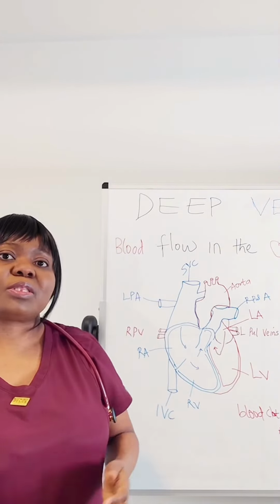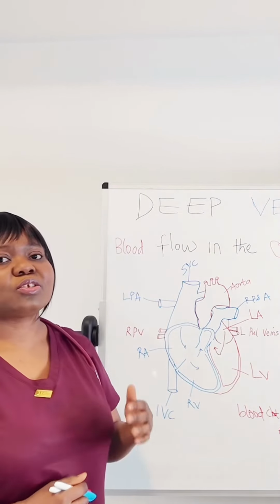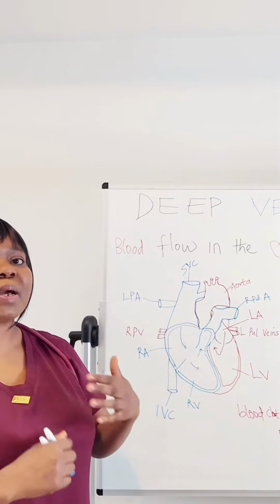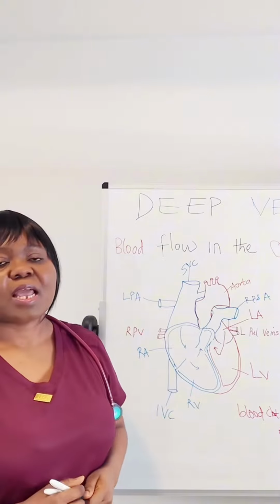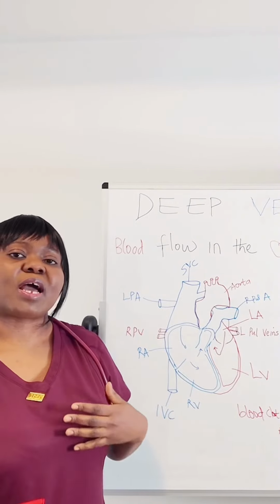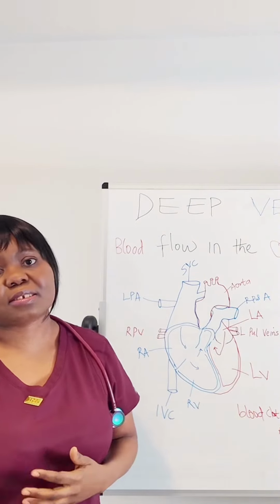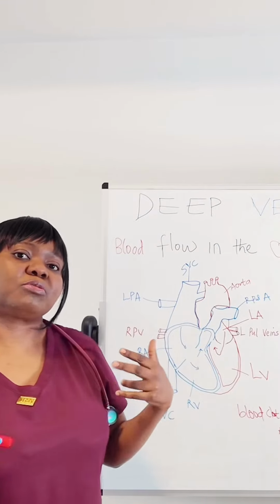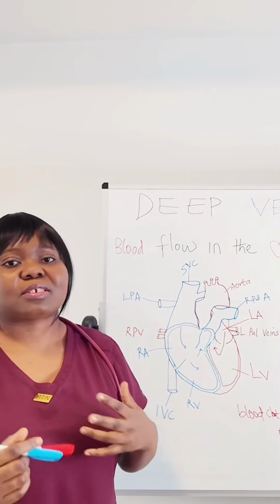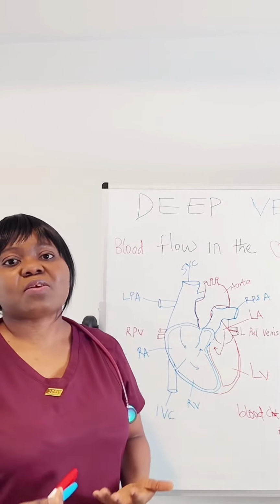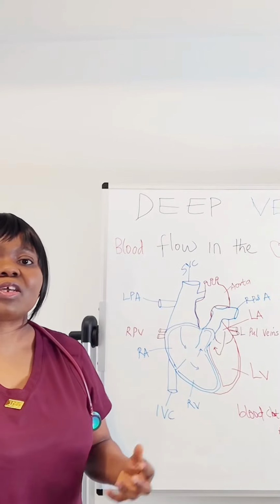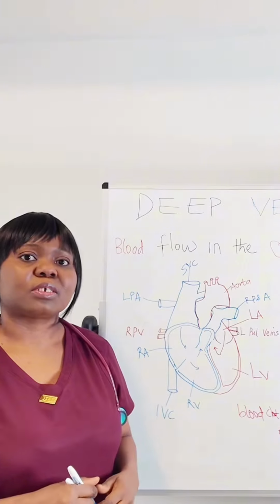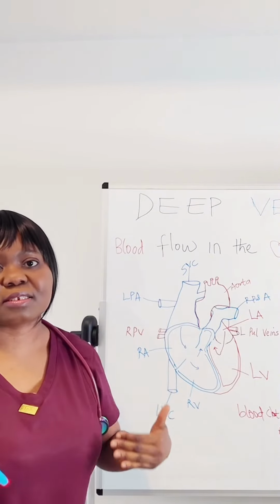For us to better understand this topic, let's take our mind back to how blood flows or circulates in the heart. And let's remember that we have arteries and we have veins. Those days, we used to remember, we say arteries start with A, meaning away, right? So we say arteries are blood vessels that carry oxygenated blood away from the heart.